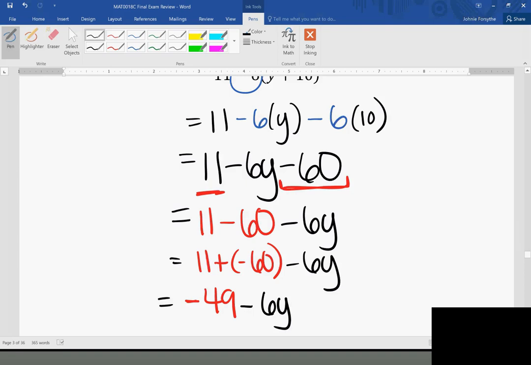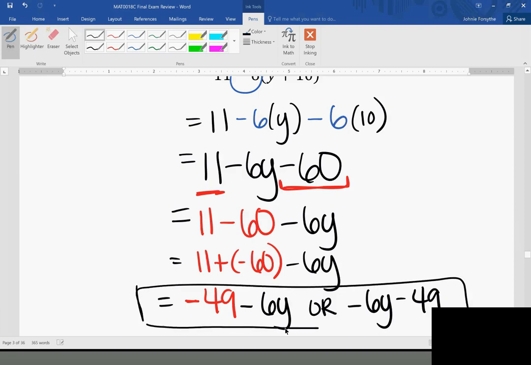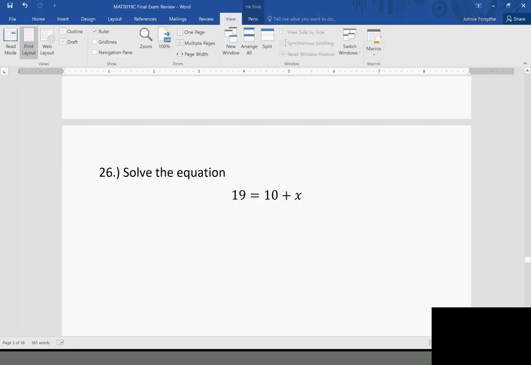So I can write that as negative 49 minus 6y, or negative 6y minus 49. Both of these are okay answers. I might say yes, we'll accept both of those.